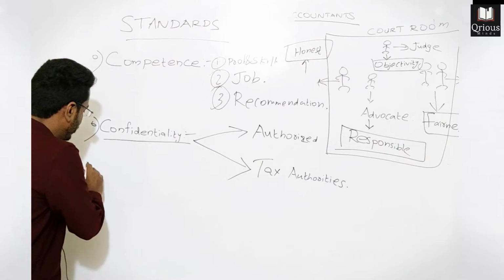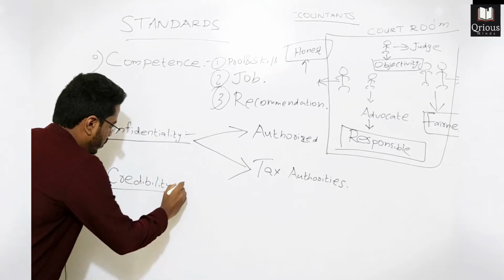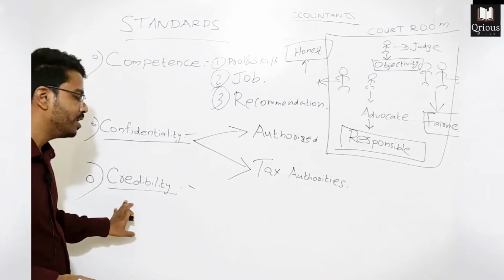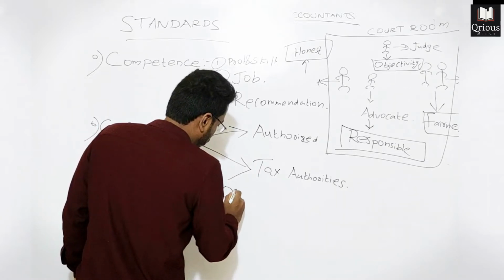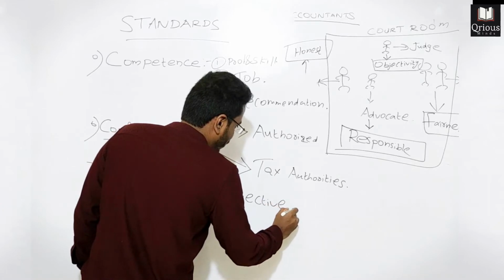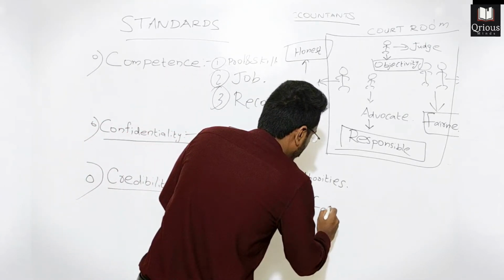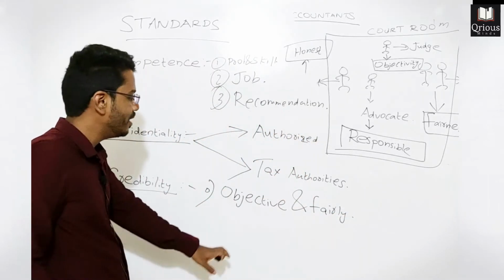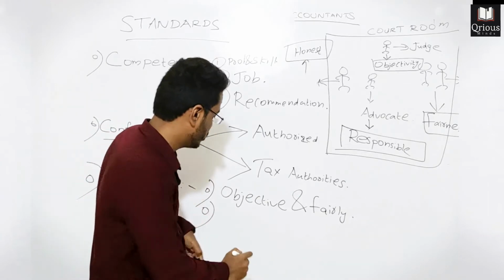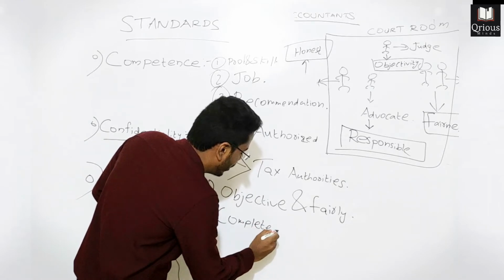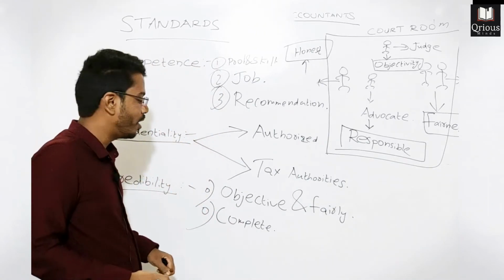So the third standard is credibility. What does credibility imply? Credibility implies that whenever you are asked for any information or any report, you shall communicate the information in an objective way. You shall not sugarcoat the words. You shall get straight to the point. It should be fair and objective. And whenever you are asked for any information, you shall provide the complete information. It shall not be incomplete, because incomplete information often leads to mistakes, bad decisions, etc.